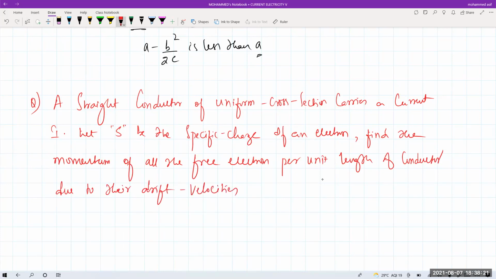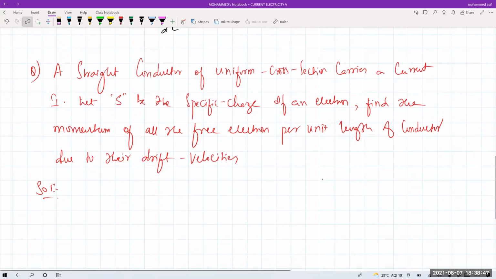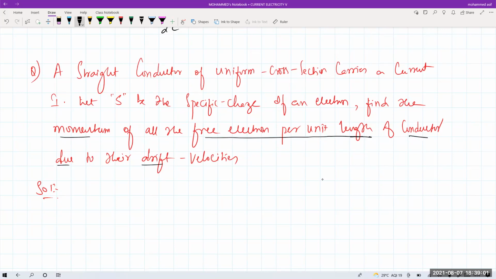First try to read the question carefully and see what data is given. A straight conductor of uniform cross section carries a current I. Let S be the specific charge of an electron. Find the momentum of free electrons per unit length of the conductor due to their drift velocities.